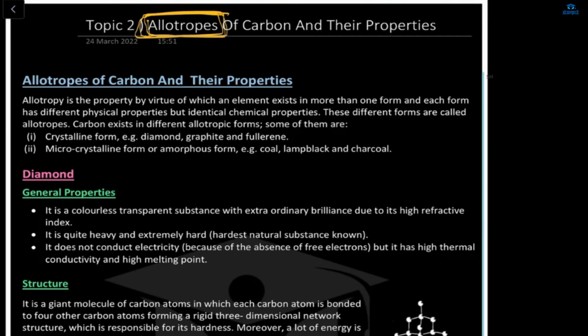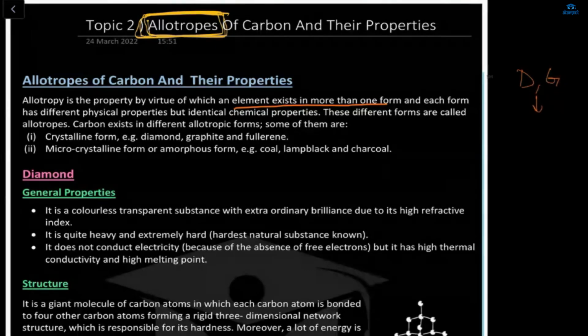Allotropy is the property by virtue of which an element exists in more than one form, like your diamond, your graphite, or any element which exists in more than one form, and each form has different physical properties but identical chemical properties. Now you got it.